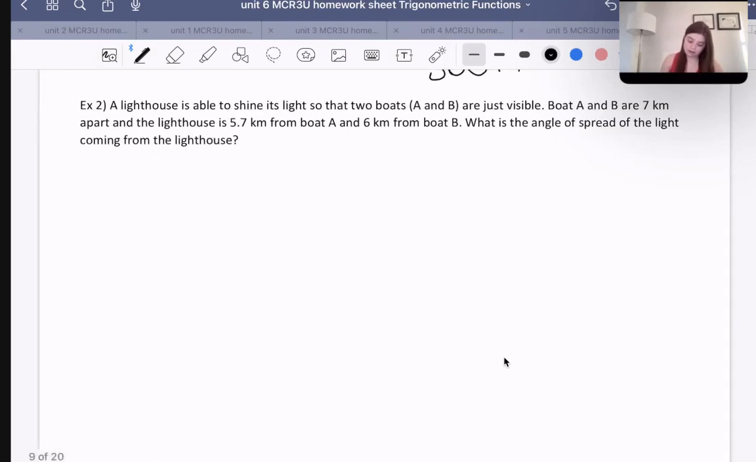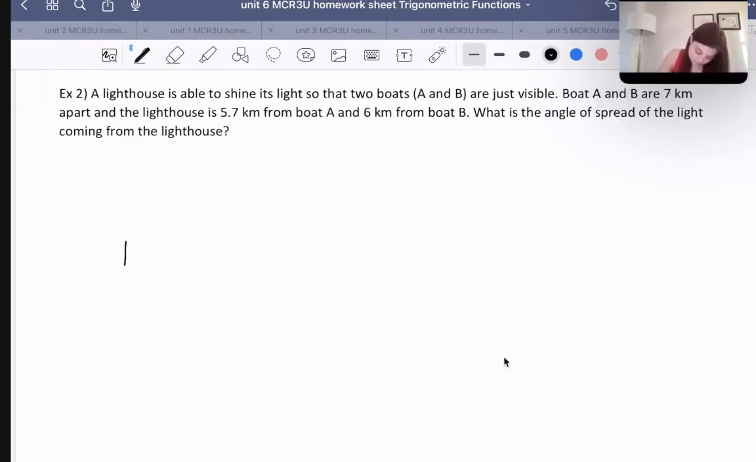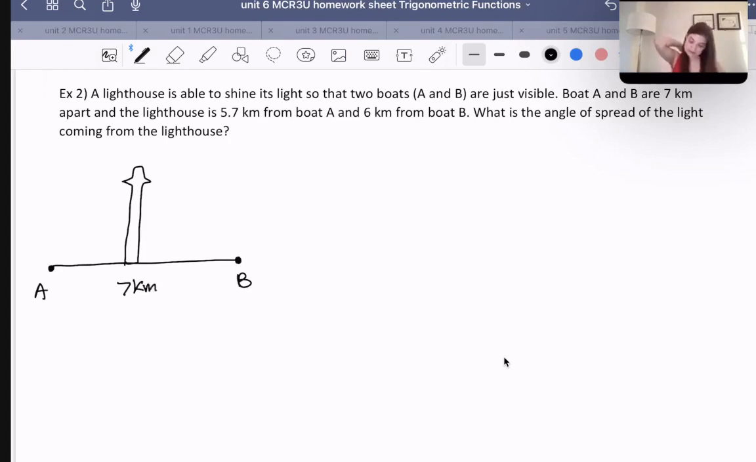Okay, so I'm going to draw a picture. So here's my lighthouse. That looks a little more like the CN Tower, but anyway, that's my lighthouse. And it says here that we have boats A and B that are 7 kilometers apart. So let's draw boat A here, and boat B here, and this is 7 kilometers apart. We read that part, and the lighthouse is 5.7 kilometers from boat A. Okay.